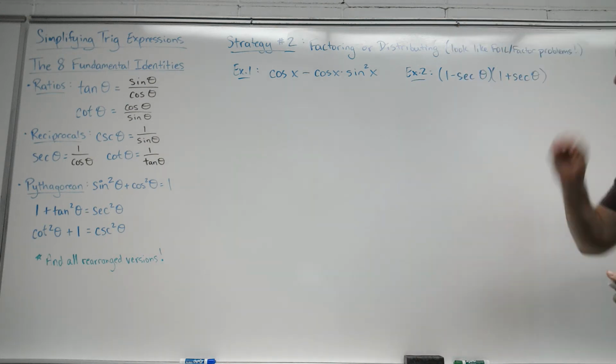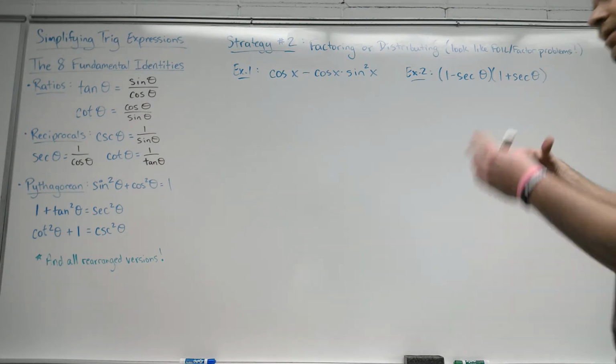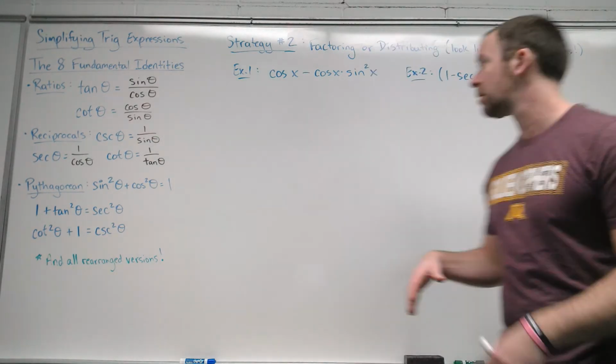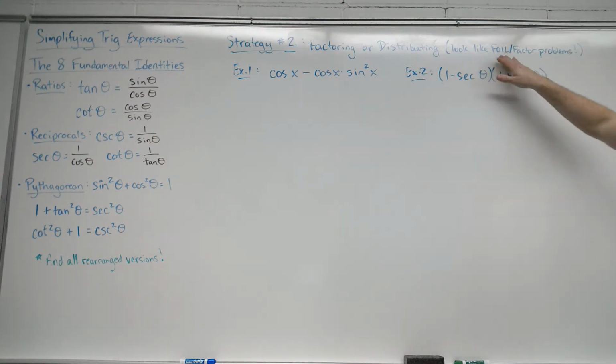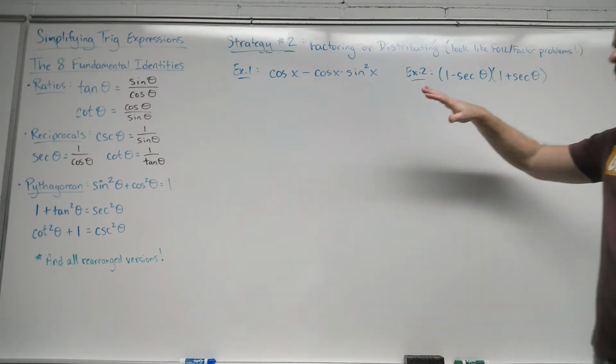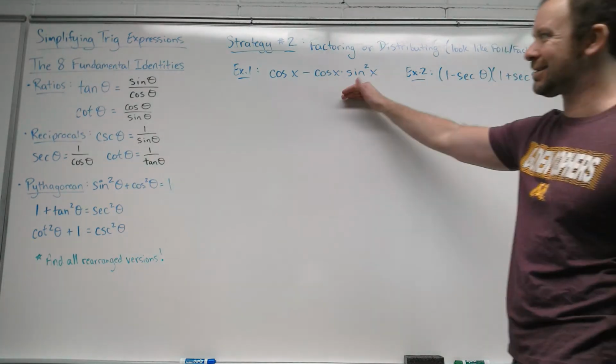Okay, the second strategy that we have is factoring and distributing. So that's kind of two different strategies depending on how it's set up and depending on how it looks. But if you have one that looks like a normal FOIL or factor problem, try to use this strategy. Okay, so example 1 and example 2 here.